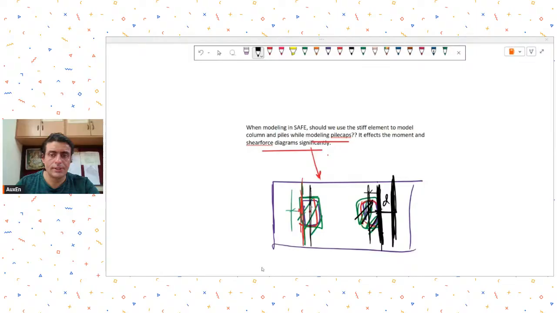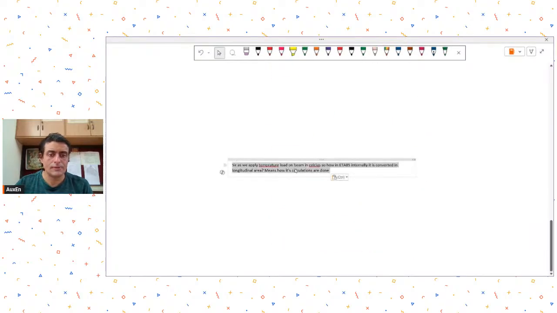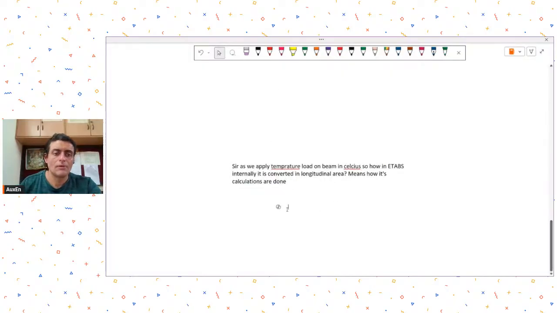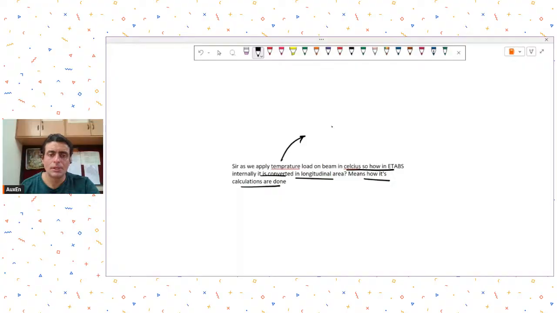Then the next question is from engineer Shaddesh Shirode. He is from Nashik, Maharashtra, and he is a postgraduate student. He's asking, as we apply temperature loads on beams in Celsius, how does ETABS internally convert it into a longitudinal area, meaning how are its calculations done? See, basically, whenever you apply temperature loads, it calculates the strain.